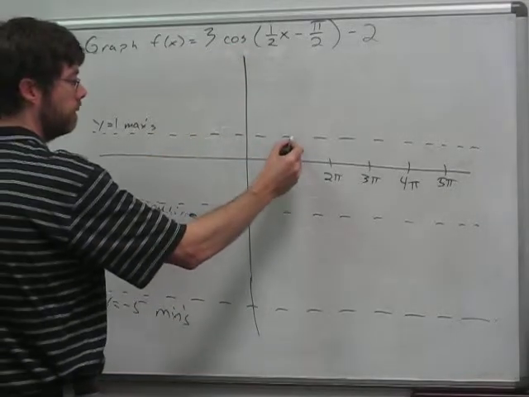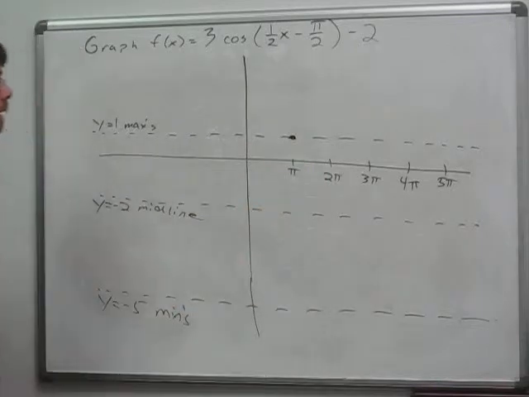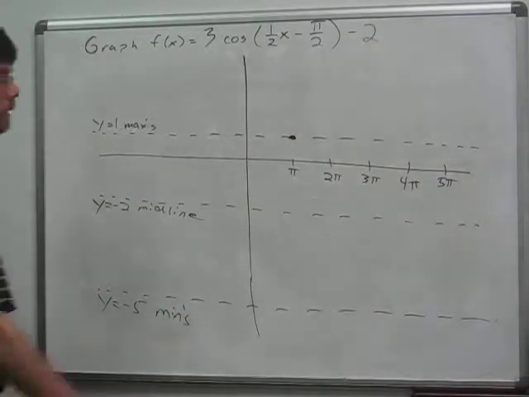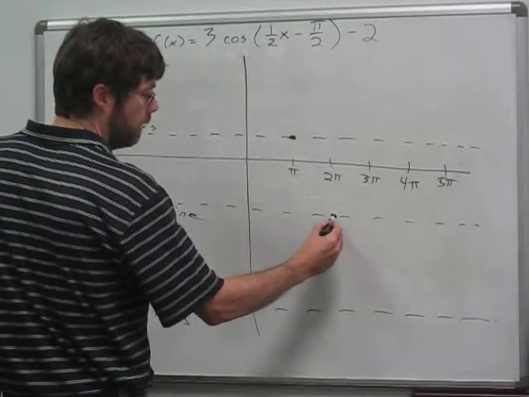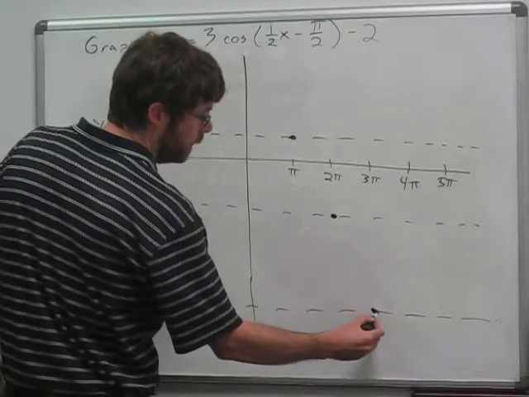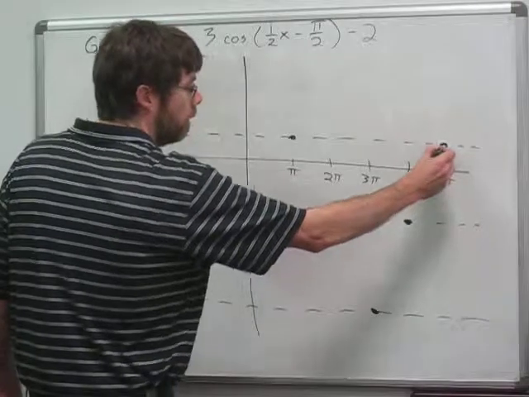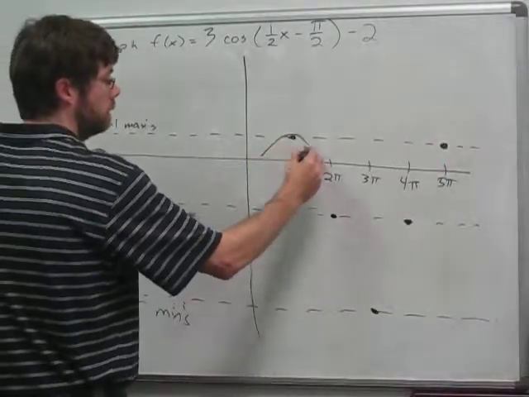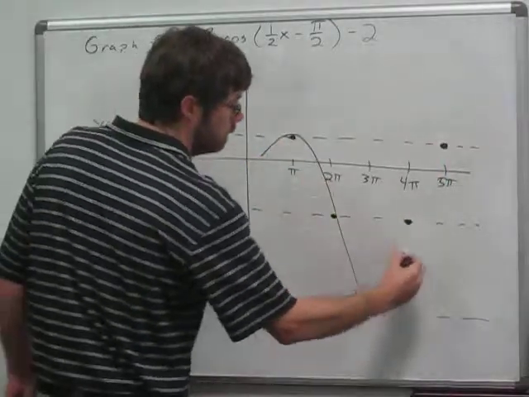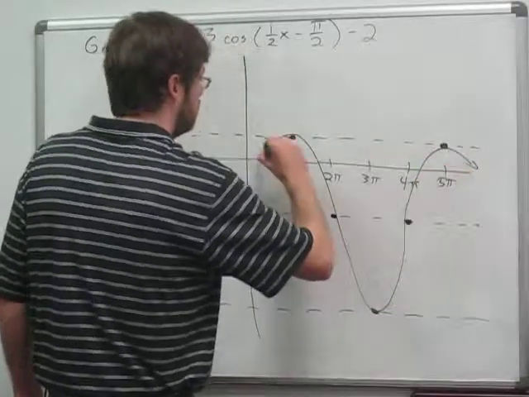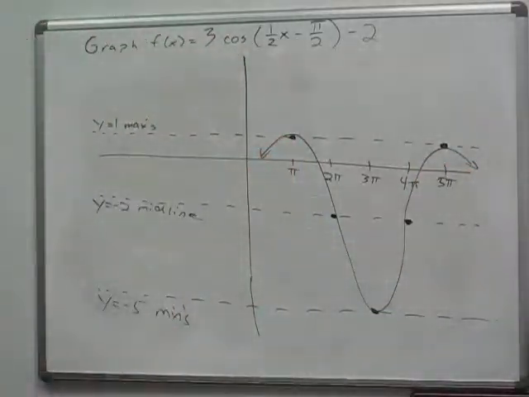right? Positive cosine starts at the max, then it goes down to the midline, then down to the min, back to the midline, and up to the max. So there is one cycle of our cosine function.